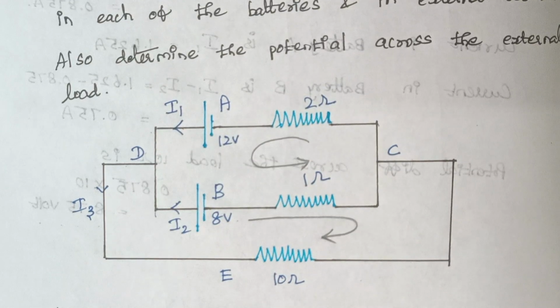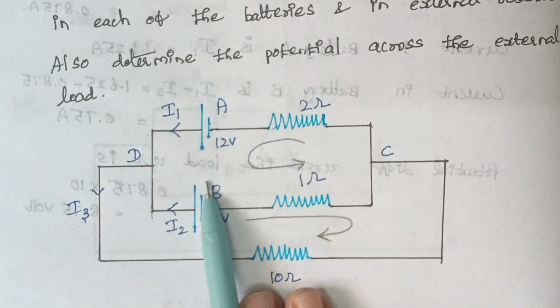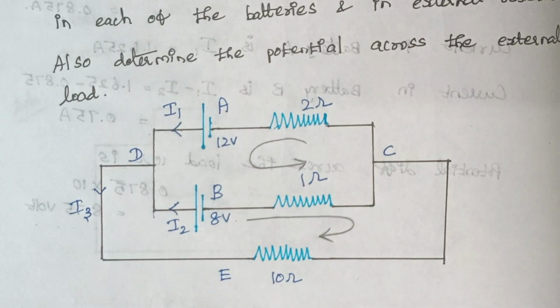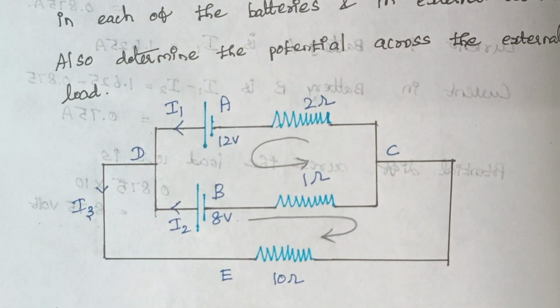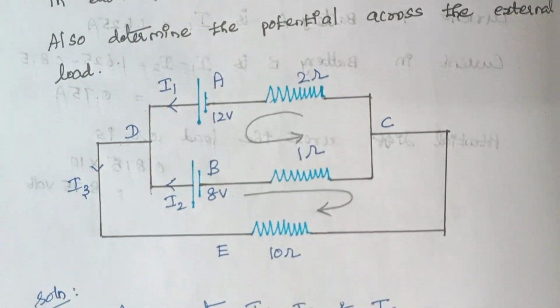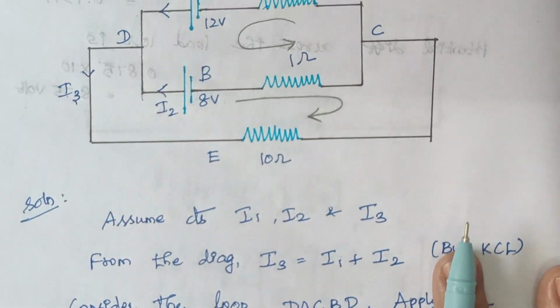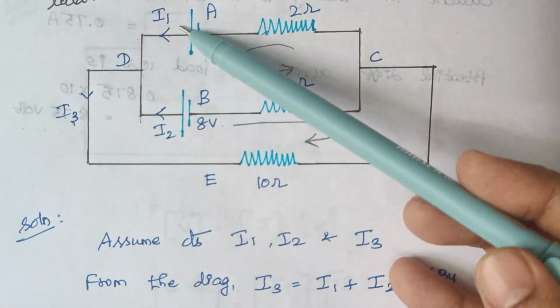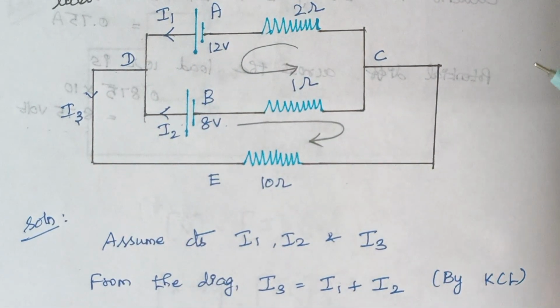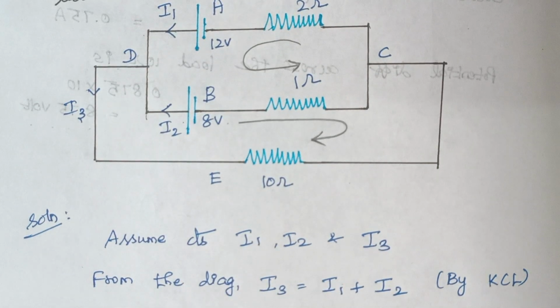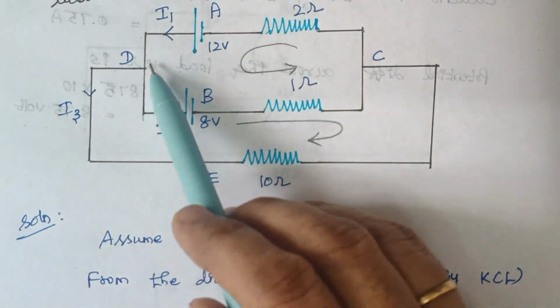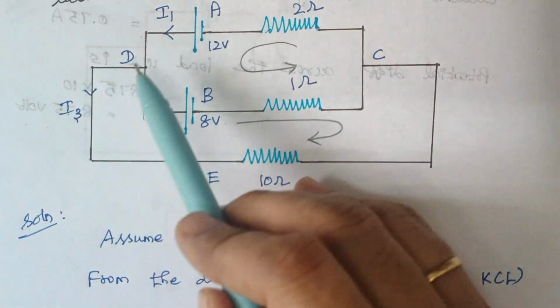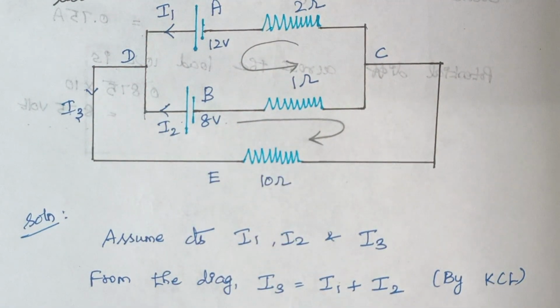Again, I am telling you, I had assumed this loop current as per my wish. It's up to you, you can select the way you want. There is no restriction that for this problem we have to assume the direction of current like this. So from this diagram it is clear that I3 is nothing but I1 plus I2. Again this is Kirchhoff's current law: the current flowing towards the node is equal to the sum of current flowing away from the node. Here these two are the currents that flow towards the node D and I3 is the current that moves away from the node D.